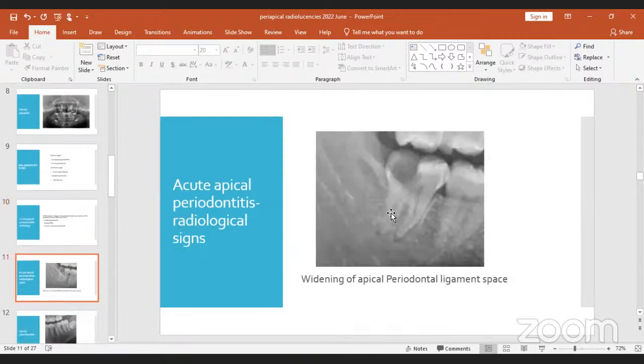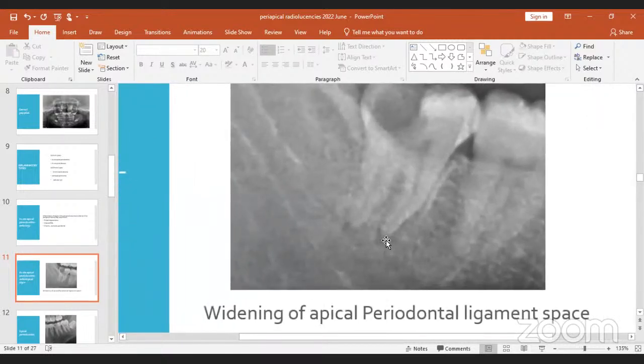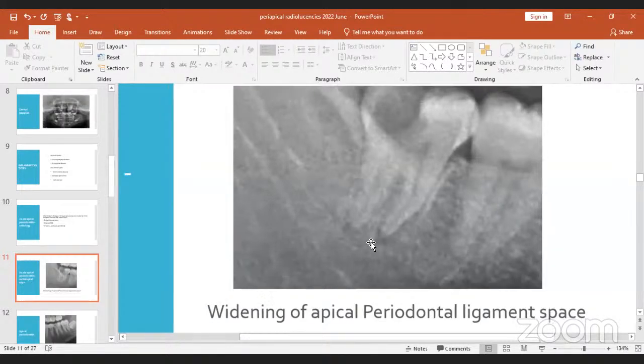So there is a radiograph to show you the radiological signs of apical periodontitis. You'll find there is a widening of the apical periodontal ligament space. Look at that tooth. It has a large carious lesion distally, and this infection has spread to the pulp and to the periapical tissues. If you look carefully, you'll be able to appreciate that there is slight widening of the periodontal ligament space. That is what we call apical periodontitis.